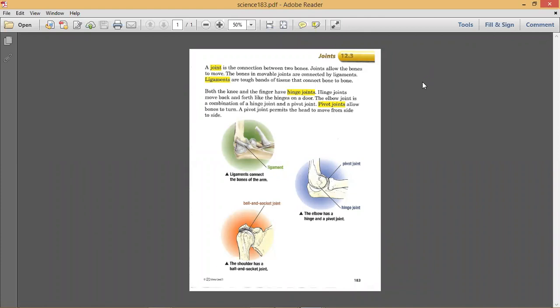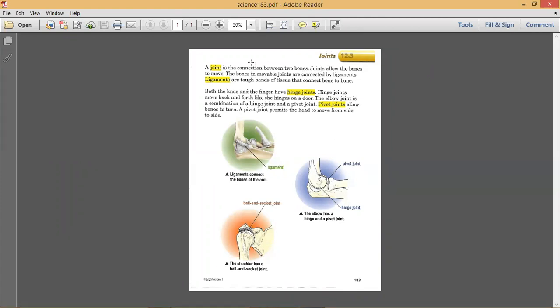This is science, and we're still in chapter 12, the musculoskeletal system. Today, we're going to learn about joints. So you can take your books and turn to page 183, or if you want, you can just follow through the screen. Okay? Whatever you'll see in the screen, it's the same as what's in your book.